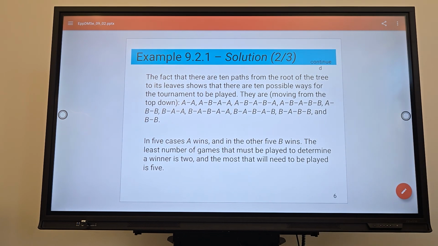The fact that there are 10 paths from the root of the tree to its leaves shows that there are 10 possible ways for the tournament to be played. In 5 cases, A wins, and in the other 5 cases, B wins. The least number of games that must be played to determine a winner is 2, and the most that will need to be played is 5.